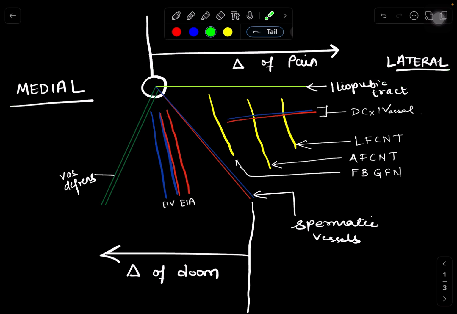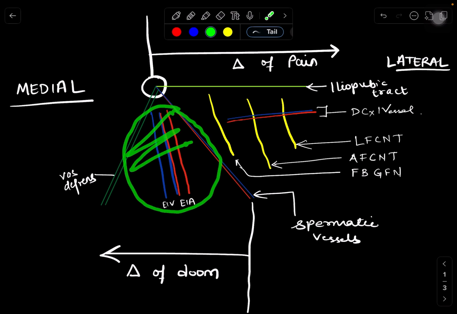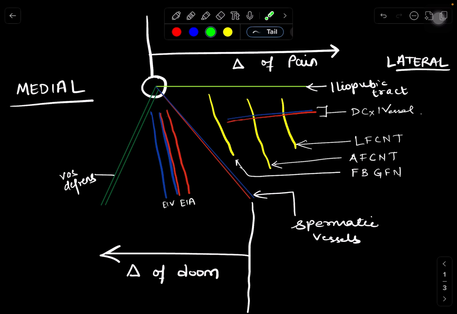Now first, going to the triangle of doom. The boundaries of the triangle of doom: medially it is formed by the vas deferens, whereas laterally it is formed by the spermatic vessels. The contents of the triangle of doom are the external iliac vein and external iliac artery. Tack placement here is avoided. Why is tack placement avoided here? Because if you place a tack here during laparoscopic hernia repair, it will cause catastrophic bleeding.